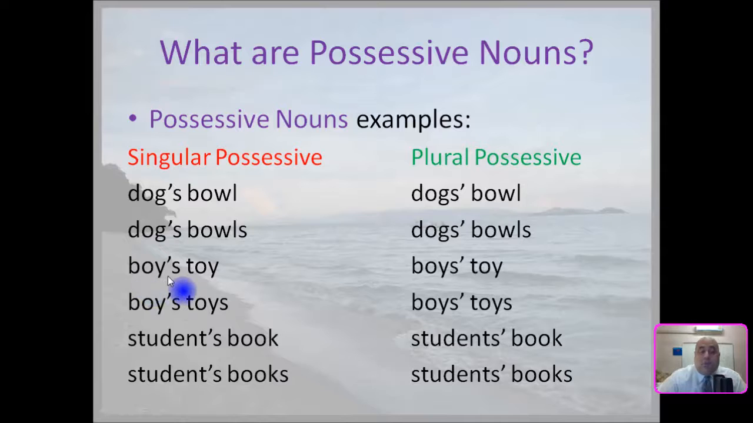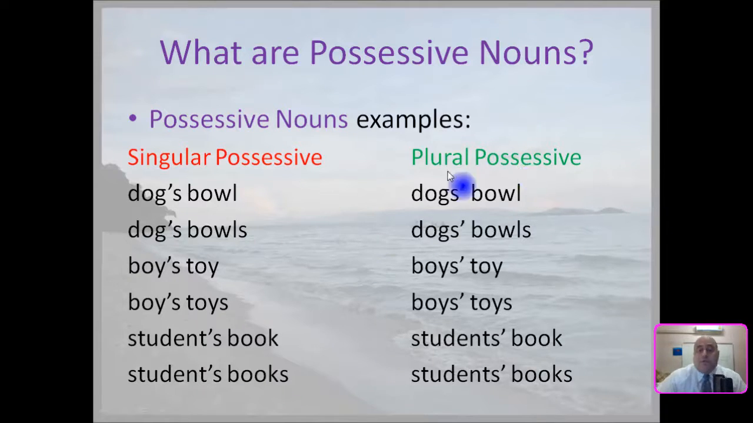Next example, boy's toy. One boy who owns one toy. Next example, boy's toys. One boy who owns maybe 5 toys or 10 toys. Next example, student's book. One student, one book. Lastly, student's books. One student, apostrophe S, who owns more than one book, maybe 5 books or 10 books.